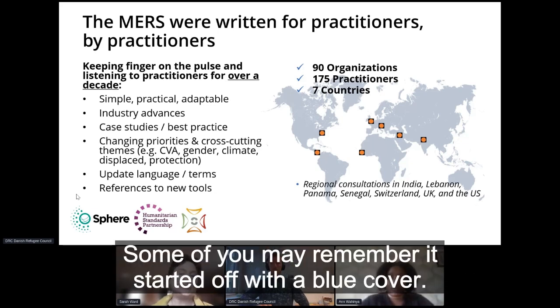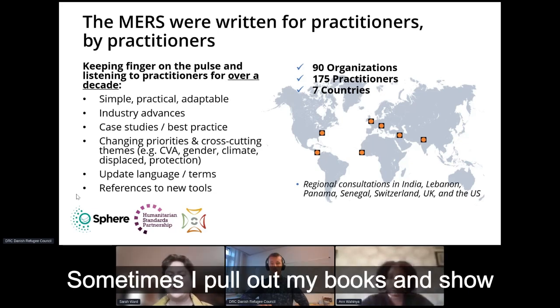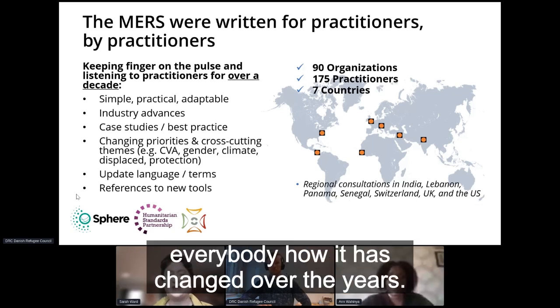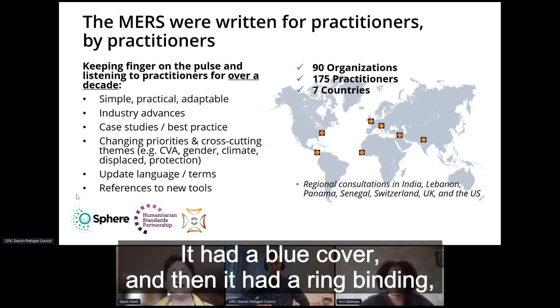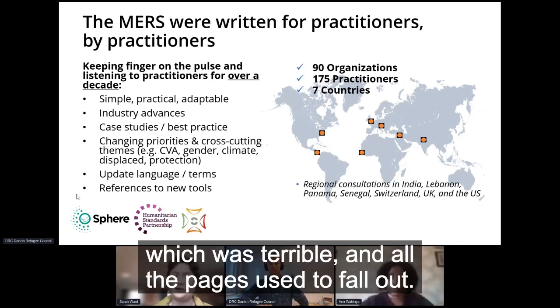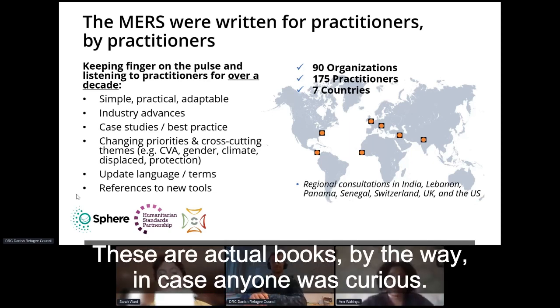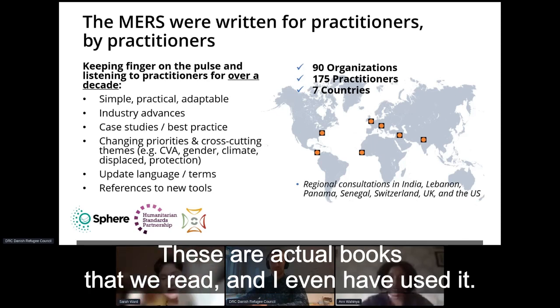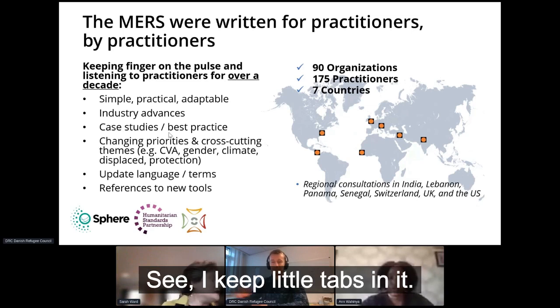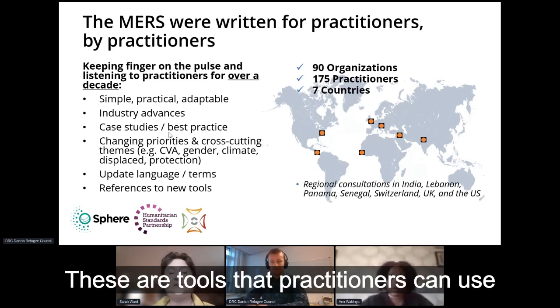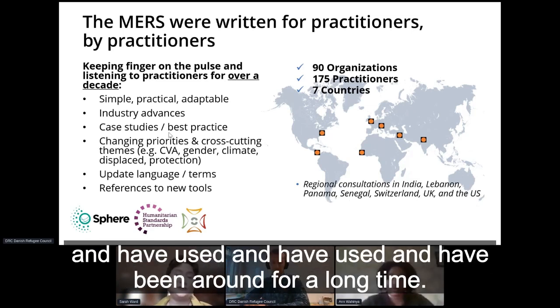Some of you may remember it started off with a blue cover. Sometimes I pull out my books and show everybody how it has changed over the years. It had a blue cover, and then it had a ring binding, which was terrible, and all the pages used to fall out. And now it looks like this. These are actual books, by the way, in case anyone was curious. These are actual books that we read. I even have used it. See, I keep little tabs in it. So these are tools that practitioners can use and have used and have been around for a long time. Next slide.